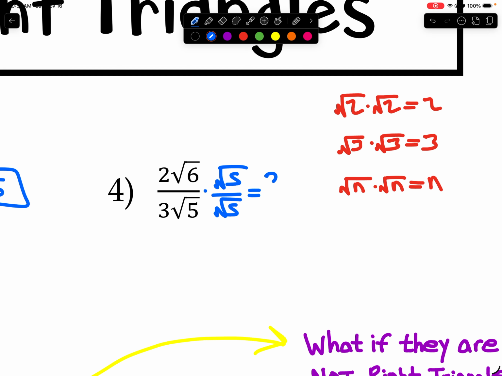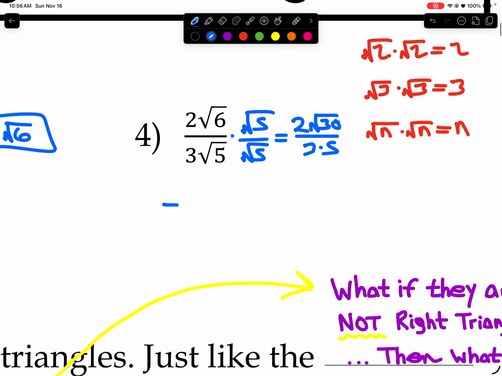So this is going to give you 2 root 30 over 3 times 5, which is going to simplify and become 2 root 30 over 15. And then 2 over 15 can simplify, and that's just going to become root 30 over 5.